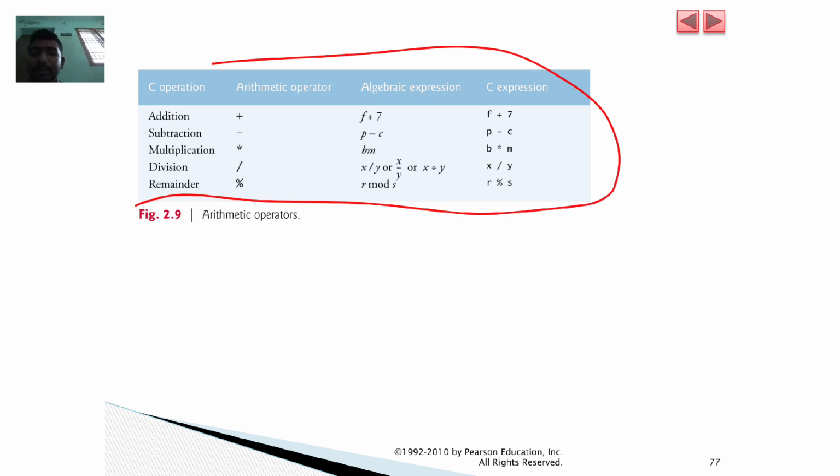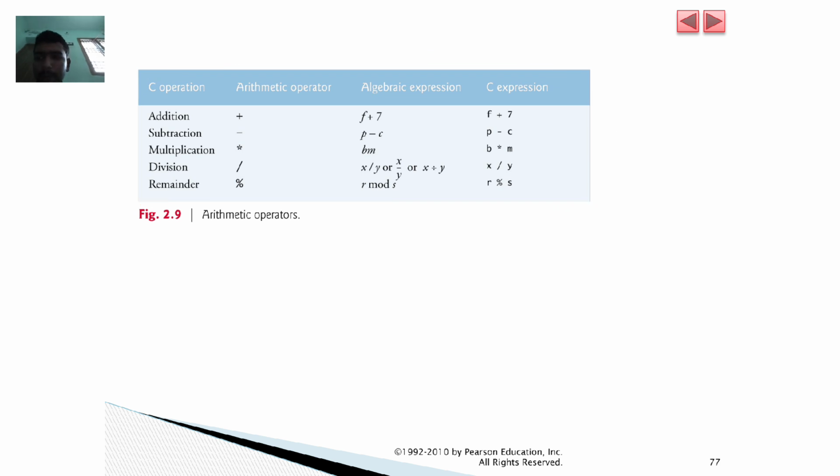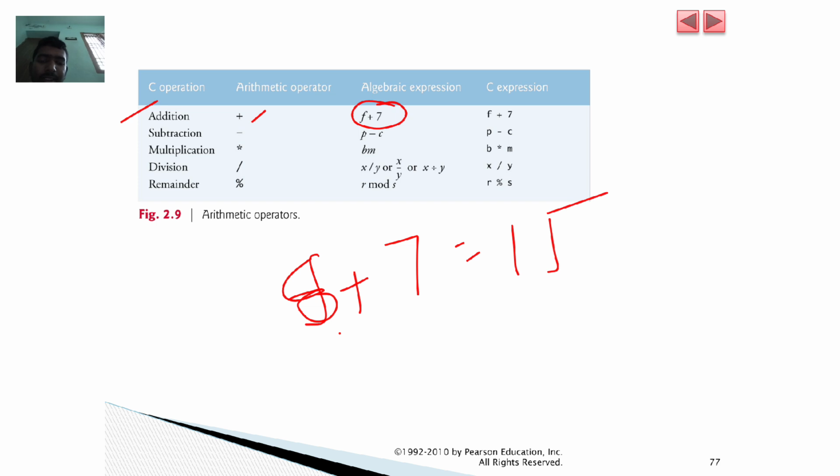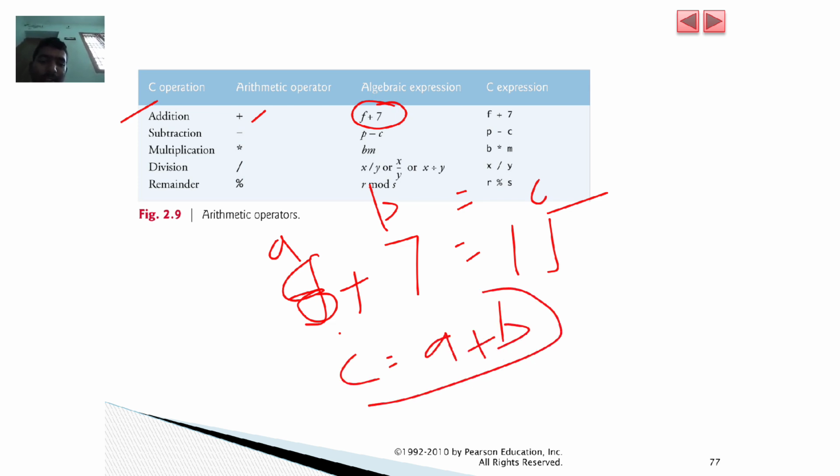Now let us see the arithmetic operators. Addition is the usual plus. If f is a variable that we have declared, then f + 7, where the value of f is 8, gives the result 15. Let us consider A, B and C. C equals A + B is the right format to write the code. Similarly, P - C, B * M. This is the algebraic expression that you have to replicate in C expressions.